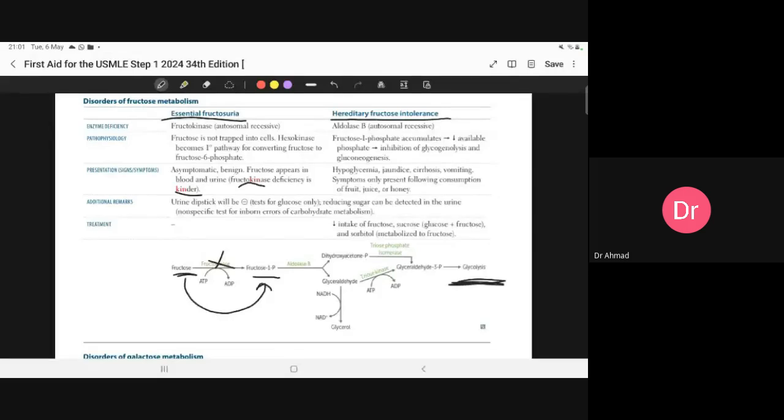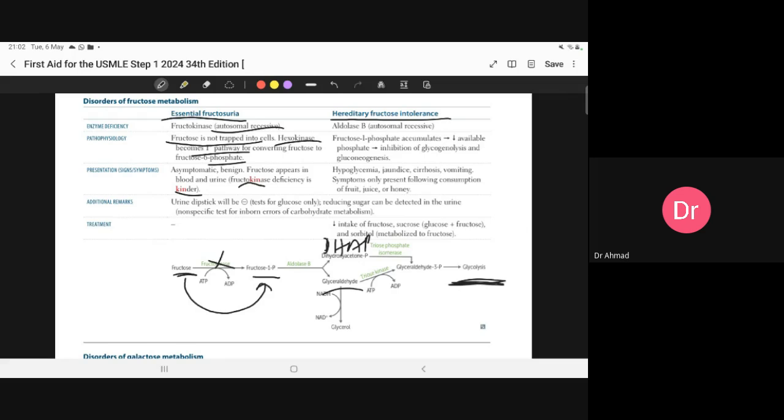You do not accumulate your fructose. Fructose is not trapped in the cell. As I just told you, hexokinase is there and it converts it. This is autosomal recessive. Then your fructose 1-phosphate is converted into glyceraldehyde or DHAP, and if you remember from the glycolysis pathway, they both can contribute to glycolysis, form your pyruvate, and from that you can make acetyl CoA.